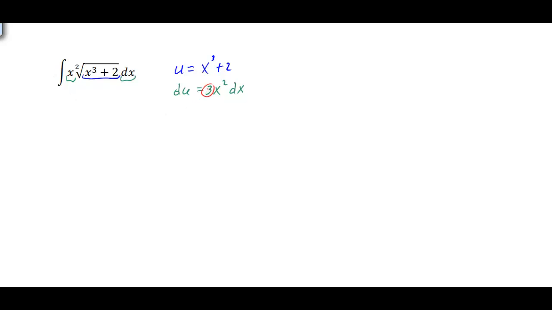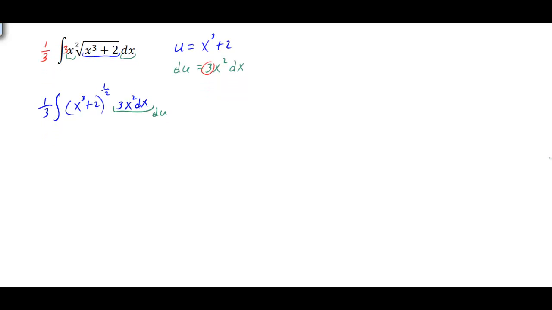In order to take care of that, because the 3 is only a constant, we can multiply by 3 to get our 3x squared, but then out front to cancel it, we need to divide by 3, or simply multiply by 1/3. So that means we would have our 1/3 out front, and then we'd have the integral of x cubed plus 2 to the 1/2 power. And I always like to group my du, the 3x squared dx, together over here.